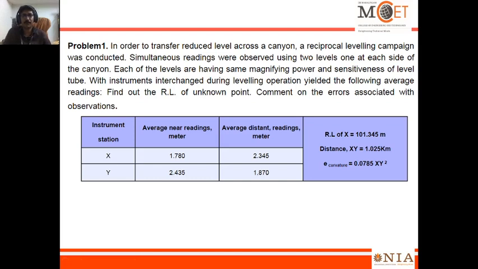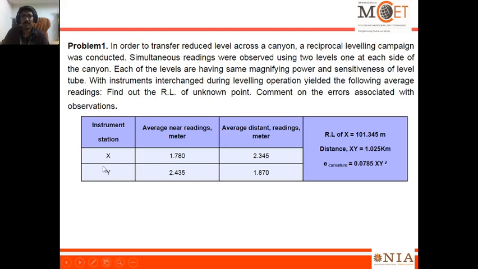So let's have a problem. In order to transfer the RL across a canyon, a reciprocal leveling campaign was conducted. Simultaneous readings were observed using two levels, one at each side of the canyon. Each of the levels has the same magnifying power and the same sensitiveness of level tube. Both are the same. With instrument interchange during the leveling operation, the following average readings were yielded. Find out the RL of the unknown point. Comment on the errors associated with the observation.